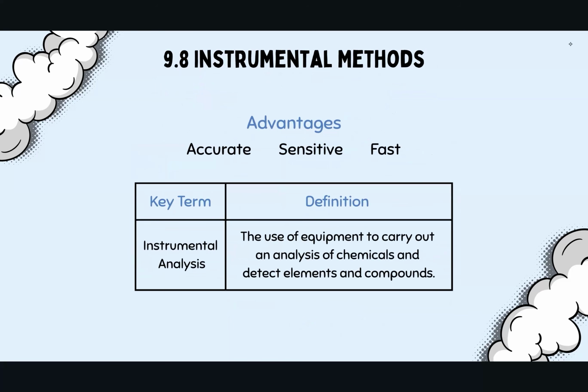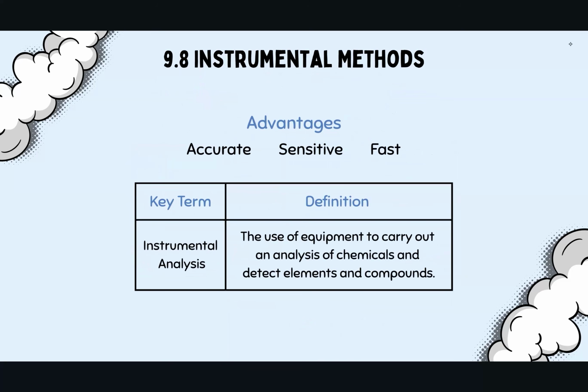Now, what are the advantages of using instruments instead? All the experiments that we've just discussed rely on our interpretation. So a person might confuse yellow with cream, for example. Someone might confuse orangey red with crimson red. So instrumental methods are more accurate, they're more sensitive, and they are much, much faster.